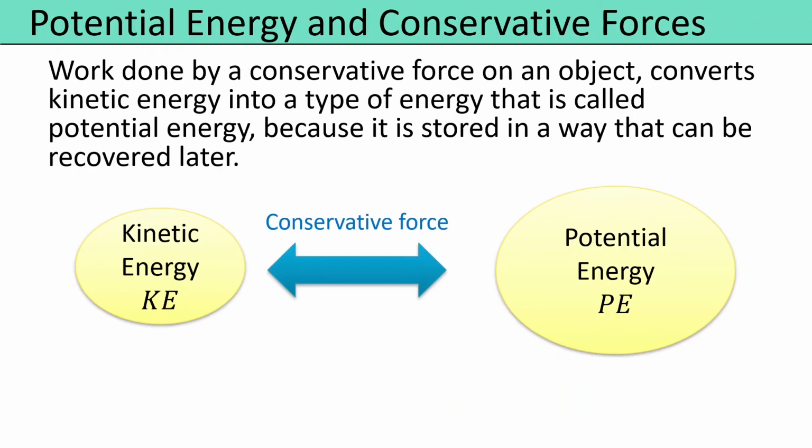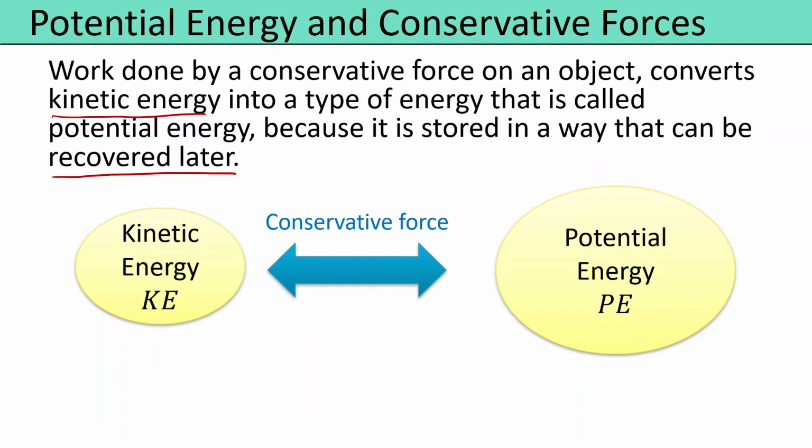Remember that according to the work energy theorem, when work is done on an object, kinetic energy will be taken or given to that object. Interestingly, when a conservative force does negative work on an object, it takes kinetic energy from it and transforms that energy into a type of energy that can be recovered later. So it keeps the energy in a form that can be used later. And that's why we call these types of energy potential energy. So that means that the conservative force can convert kinetic energy into potential energy, but later the process can be reversed and the potential energy can be converted back into kinetic energy by the conservative force.